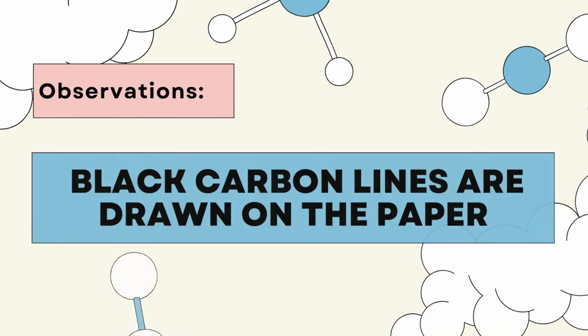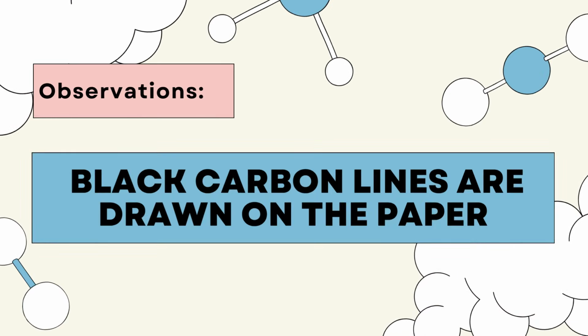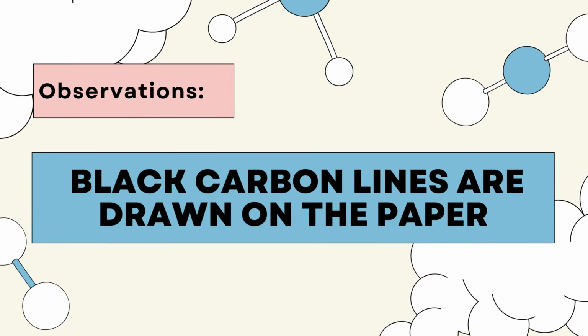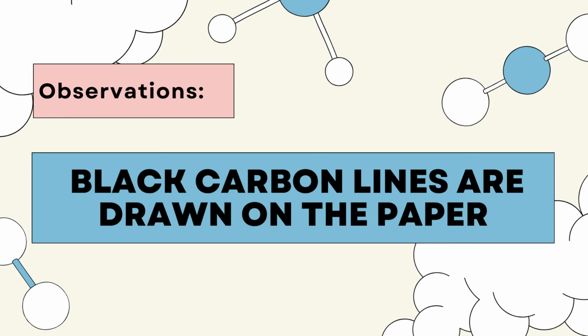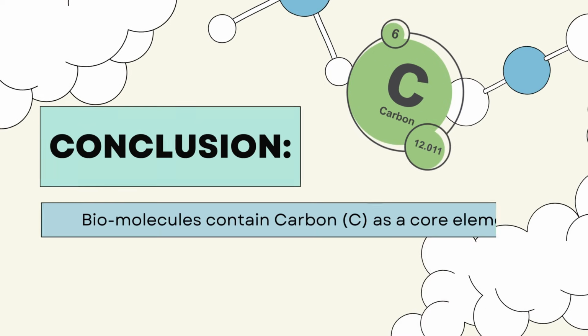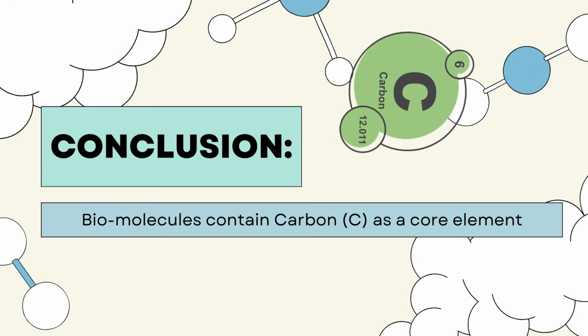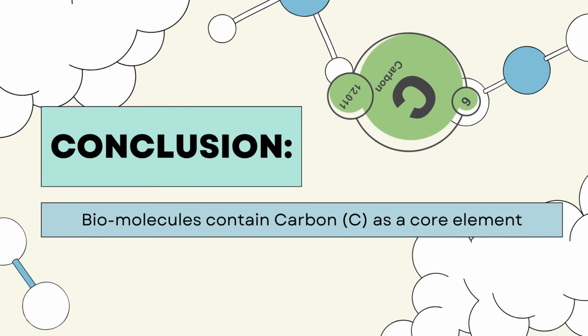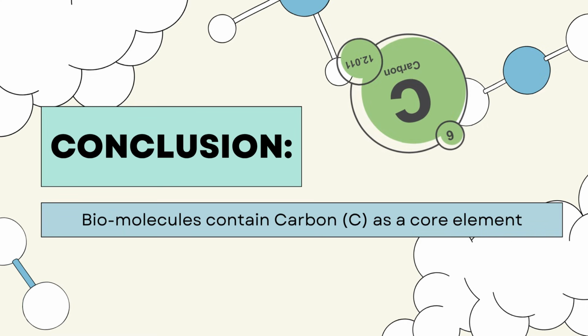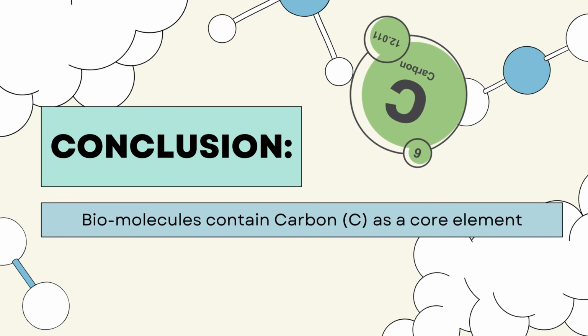Test. Once it is cooled, the final residue obtained should be rubbed against a white paper. Observations. For our observations, black carbon lines are drawn on the paper. Conclusion. Because lines drawn due to coal are observed, we can confirm the food that is used for the experiment contains carbon. In conclusion, biomolecules contain carbon as a core element.